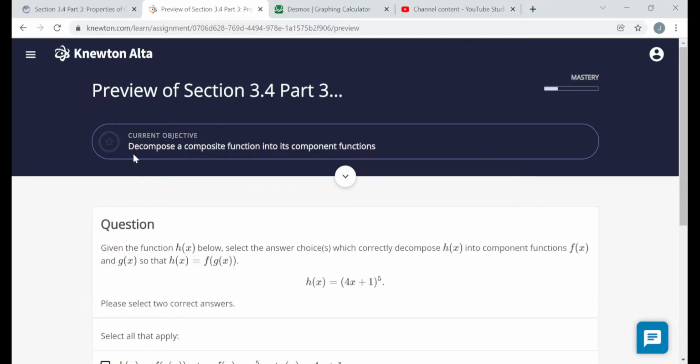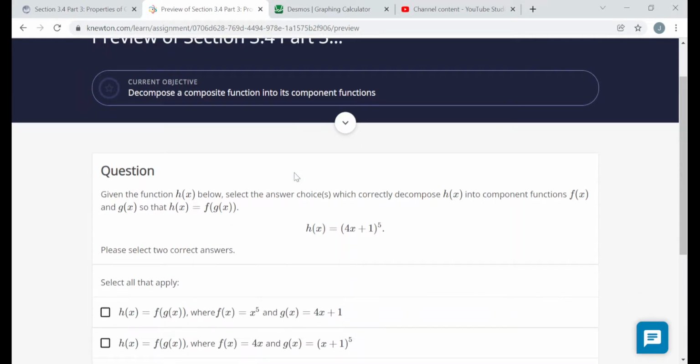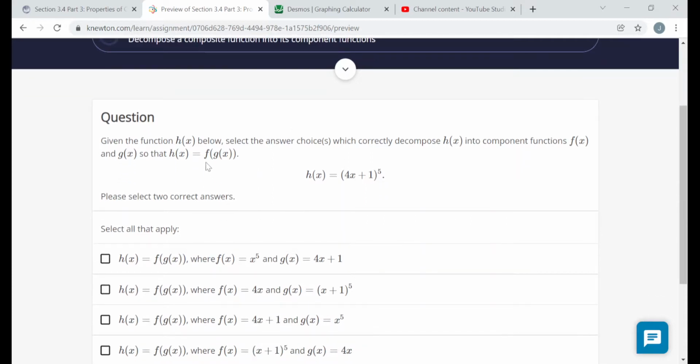All right, now we're at the other objective. Decompose a composite function into its component functions. So basically tell me what function was plugged into what other function to make this composite function. All right, so they're asking for what would f and g need to be so that f composed with g gives me this h function here.